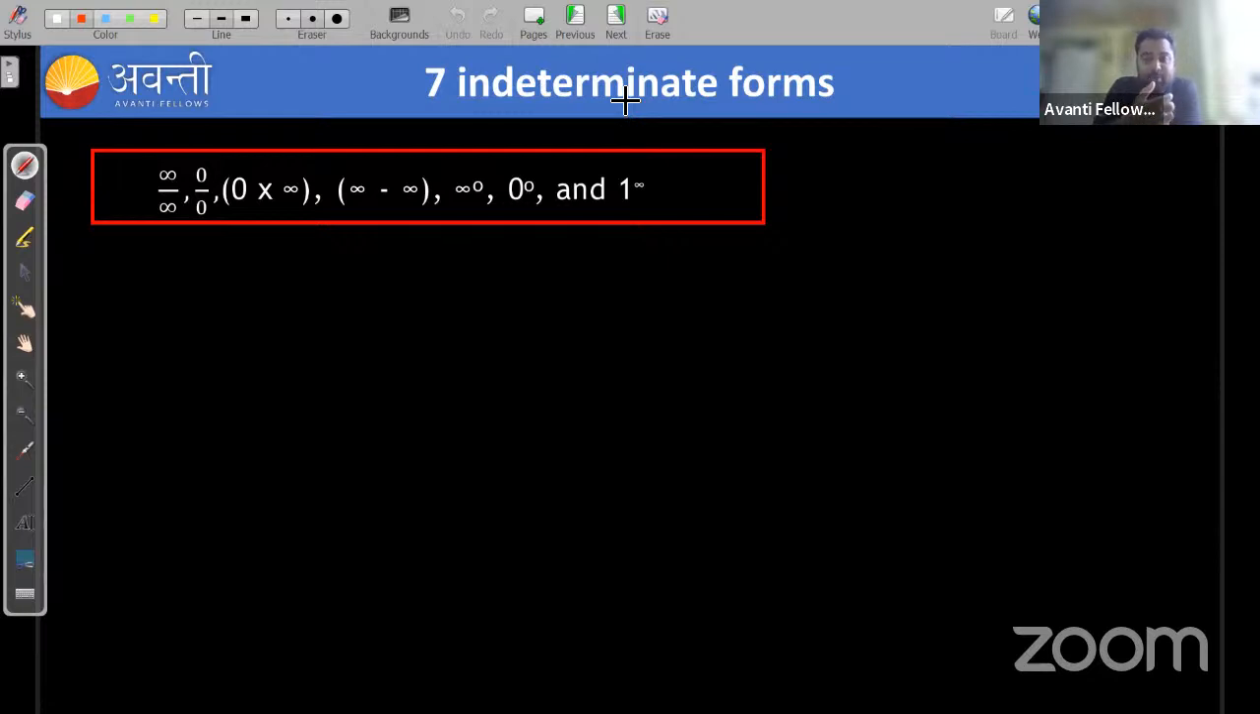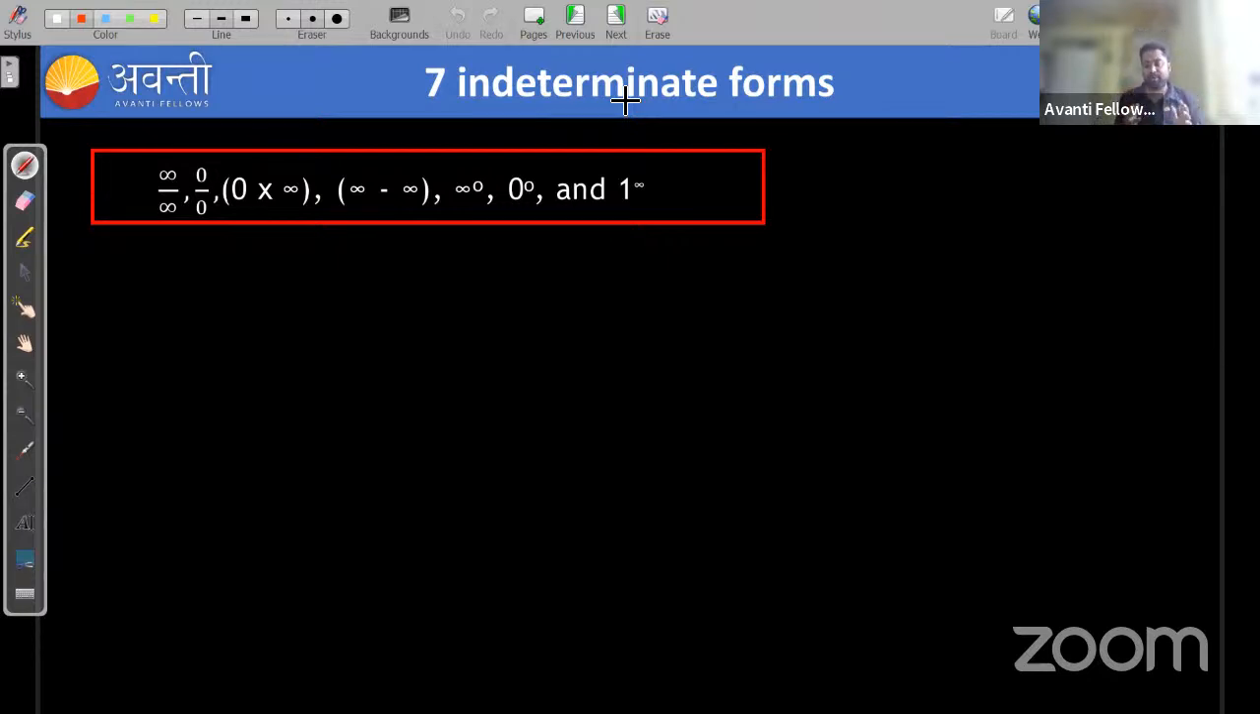So how can we evaluate the limit when it is in such a form? Don't think of it like that. When the form is infinity by infinity, that does not mean it's exactly infinity by infinity. It's approaching infinity upon approaching infinity. Similarly, the numerator approaches 0 and the denominator approaches 0. It's not exactly equal to 0, right? So these are the 7 indeterminate forms on which we'll solve some questions.